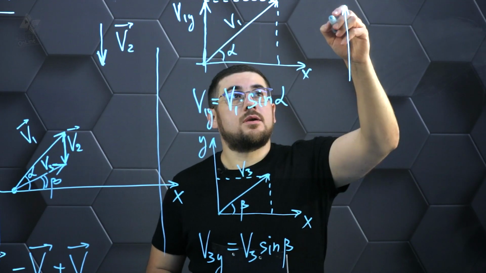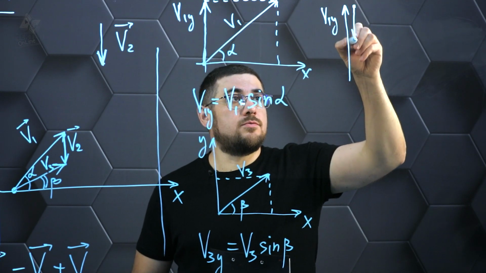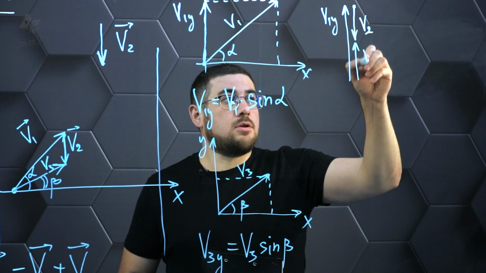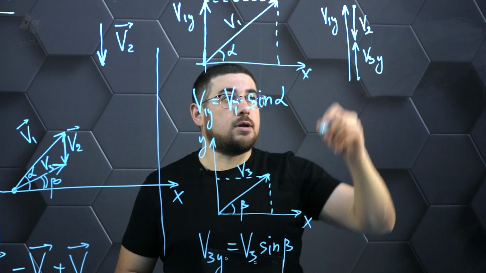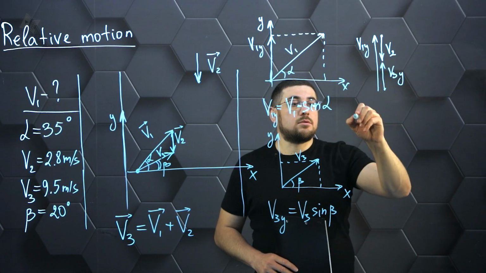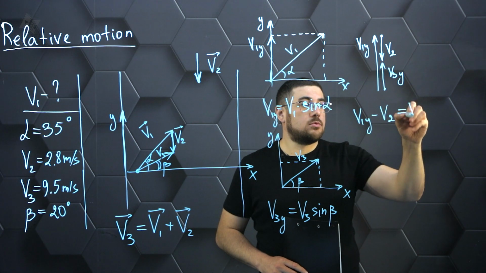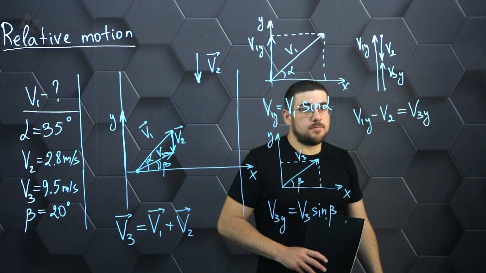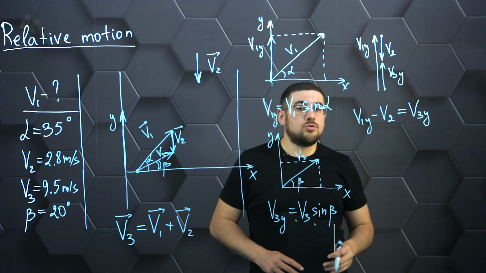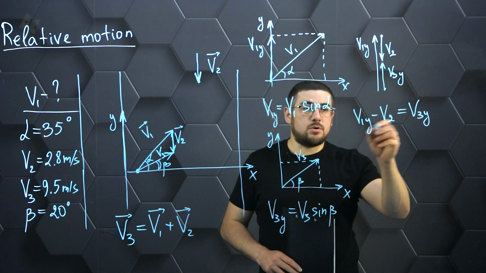Now let's display these vectors on a standard diagram so that we can see how this construction looks like in the end. The vector v1y is pointing vertically upward. We have vector v2 pointing vertically downward, and accordingly v3y is also pointing vertically upwards. From this we can conclude that if we subtract the velocity v2 from v1y, we get exactly the same value v3y. That is, decomposing these vectors into components, we get this equation. And further, our task now is to collect all this together and get the answer after solving the equation.